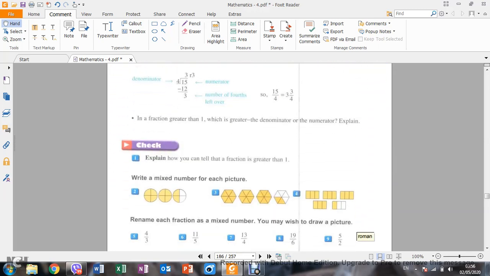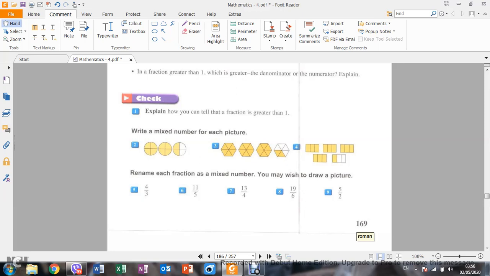I hope all of you understand very well now. I solved this with these questions. Now for some more questions, for example, number 2. It tells us to write a mixed number for each picture. What do you need to do?